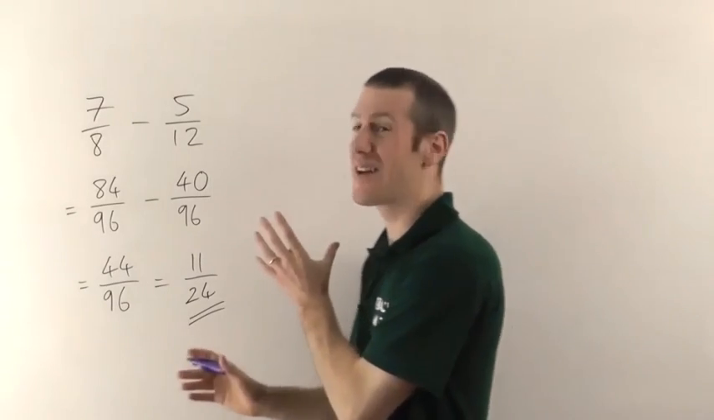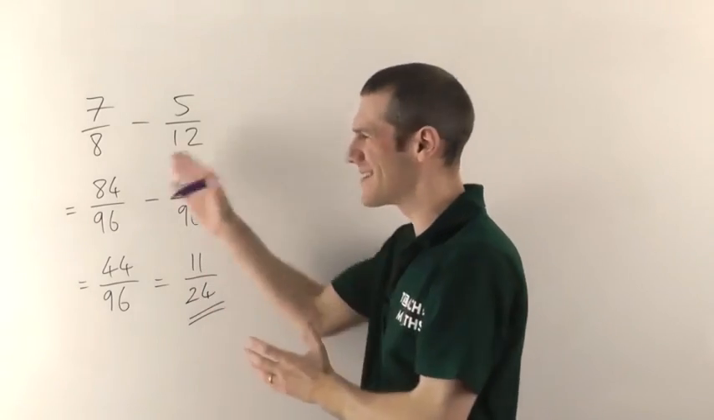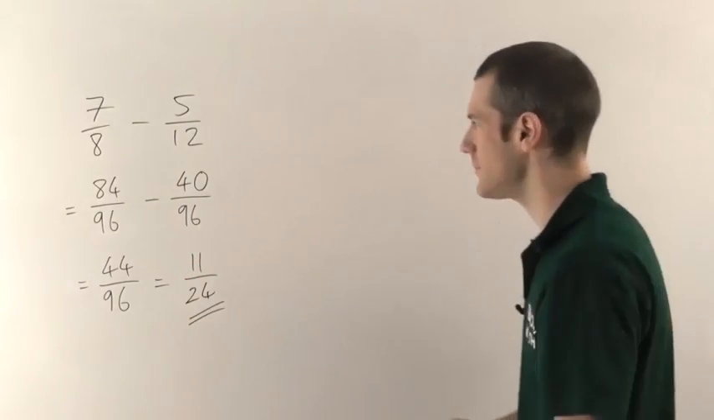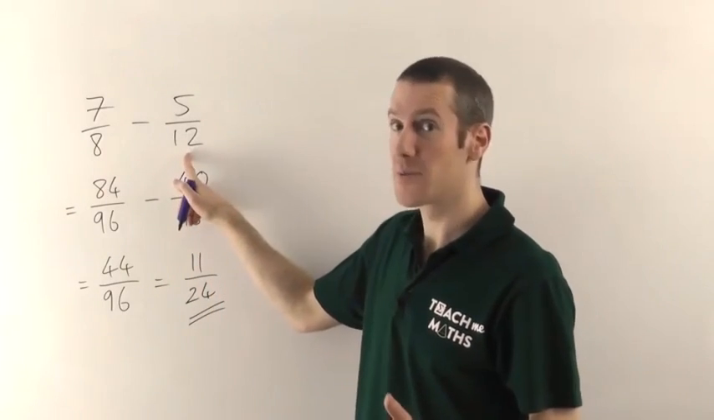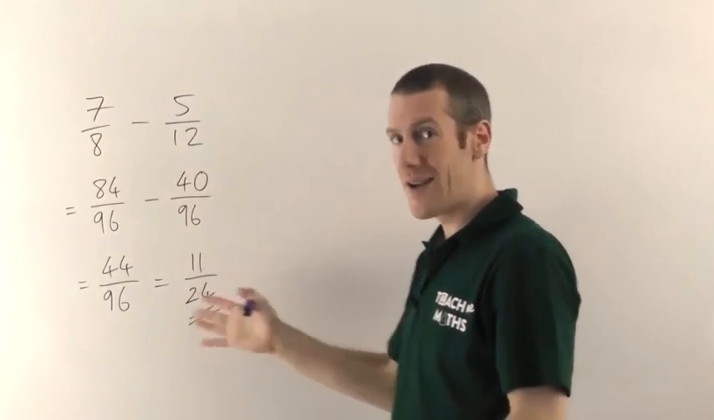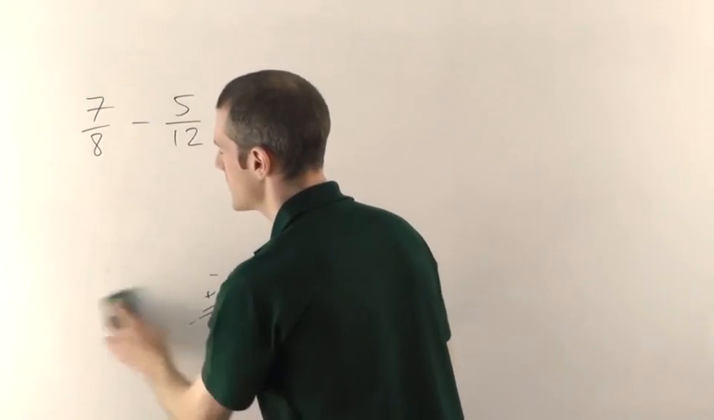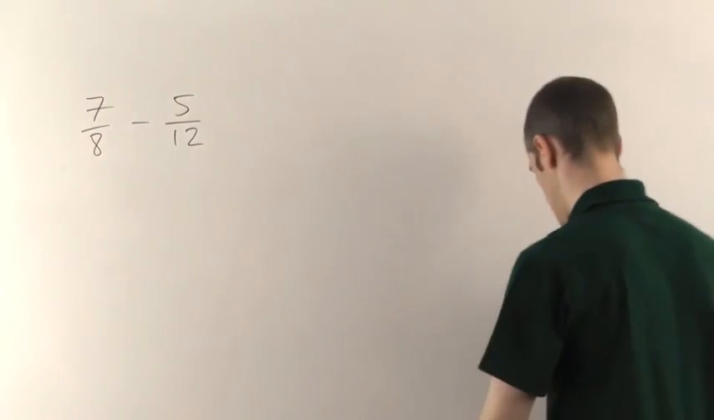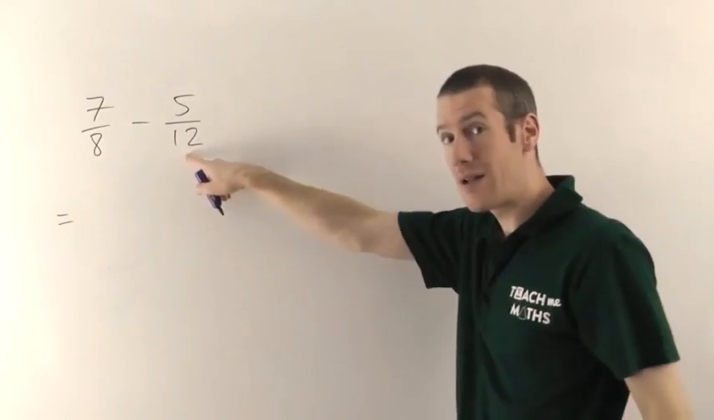You don't want to make life any harder for yourselves by ending up with really big numbers here that are difficult to cancel down and difficult to multiply and all the rest of it. Let me show you now with the lowest common denominator or lowest common multiple method, the smallest number from both times tables rather than just multiplying them, and you'll see hopefully how much better that is. So we'll start with exactly the same question, and this time we want the smallest number that's in the 8 times table and the 12 times table.